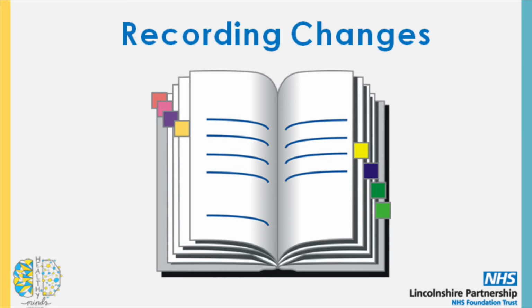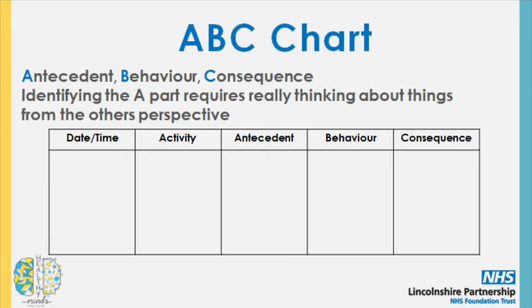Noticing when and where these changes happen can be useful. ABC charts are really handy for this. You can find an ABC chart on pages 13 and 14 of your booklet. This chart helps to break down what was happening, when this happened, what took place before the event, the antecedent, the behaviour, and finally the consequence, what directly followed the behaviour.